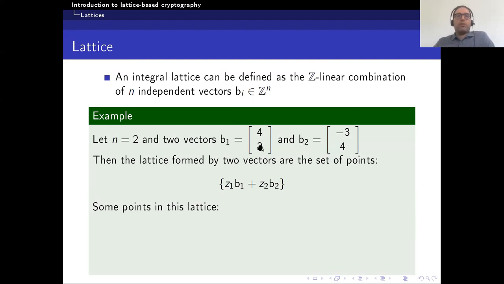B1 is equal to (4, 2), and B2 is equal to (-3, 4). Any linear combination of B1 and B2 results in a point on your lattice. So we can form your lattice by this equation, which is Z1 B1 plus Z2 B2. Can you guess some points on this lattice? You only need to choose 2 integer values for Z1 and Z2, and this equation results in different points on your lattice.